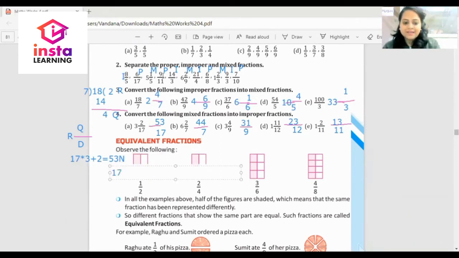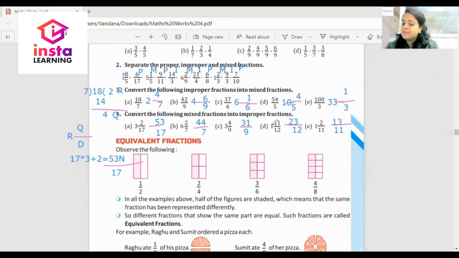So just write the numerator and the denominator. Okay, students, got it? And now this is your 7 6s are 42 plus 2, 44 upon 7. It means numerator is 44 and denominator is 7. 9 3s are 27 plus 4, 31 upon 9.